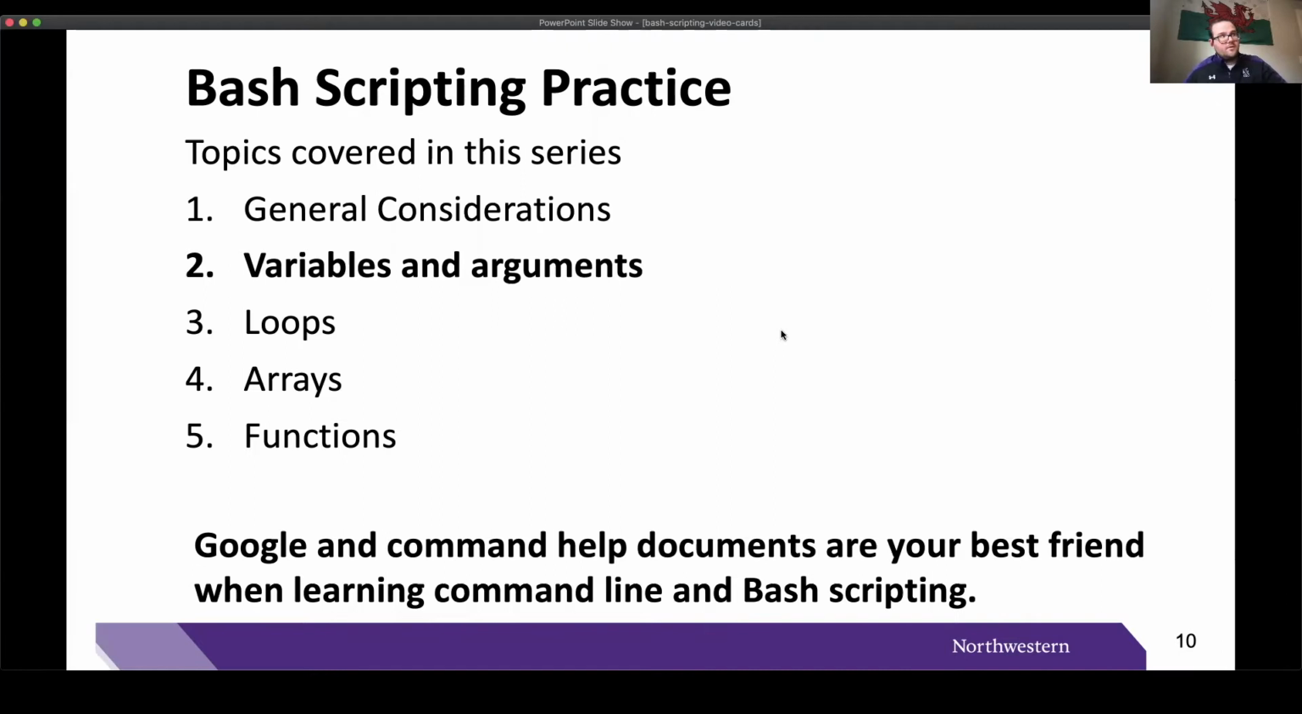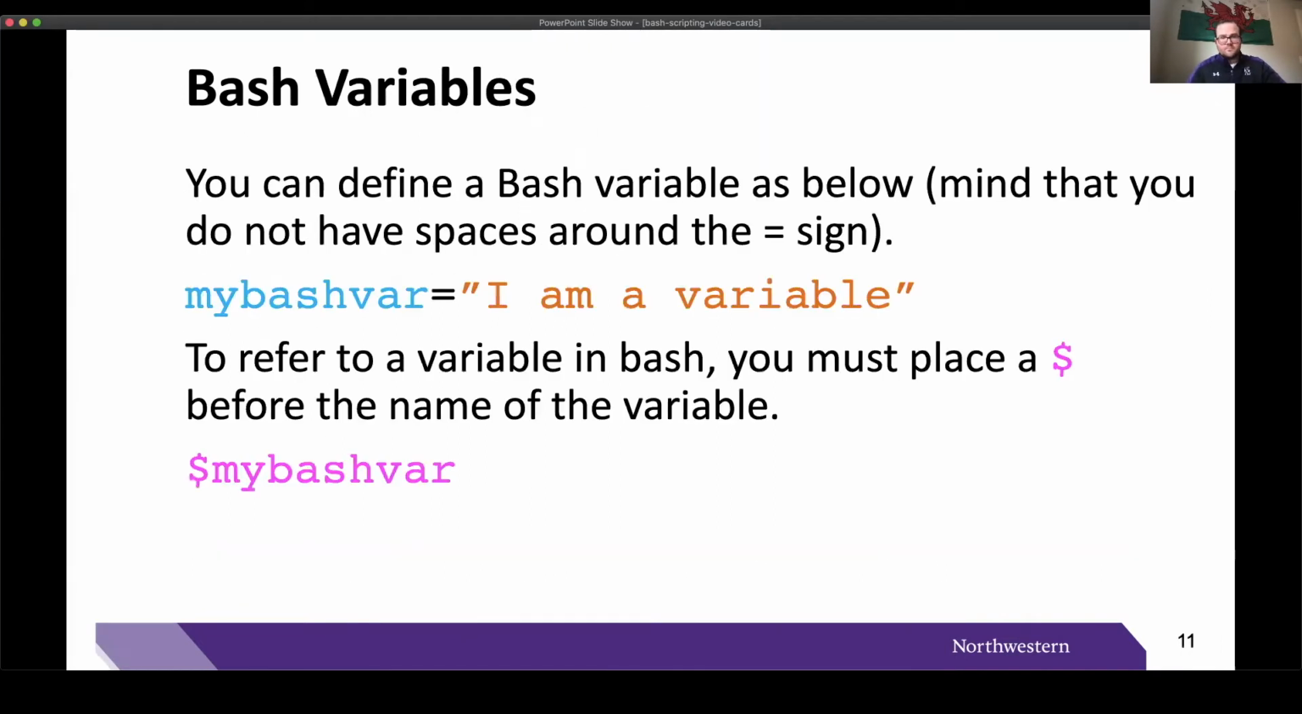So the Bash variable is defined very similar to how variables are defined in other programming languages like Python, R, and MATLAB. The key difference is that the syntax really matters. That is, you cannot have spaces around the equal sign. So you have to do my variable equals a string, a character, a float with no spaces.